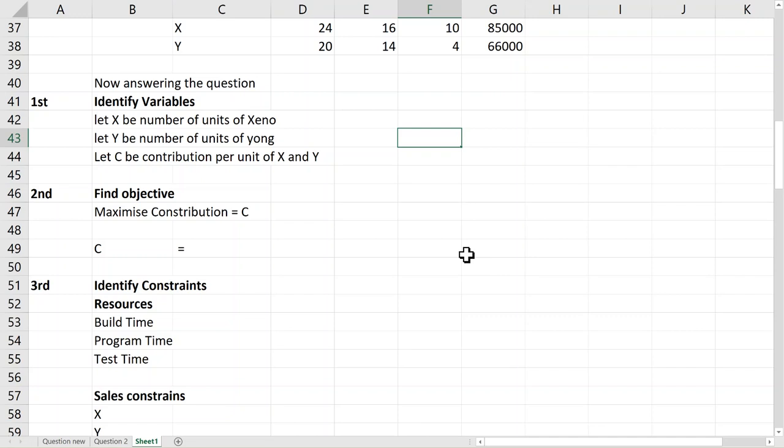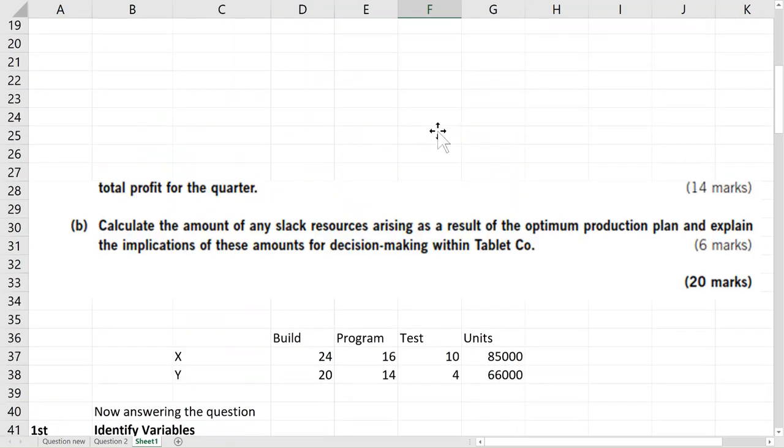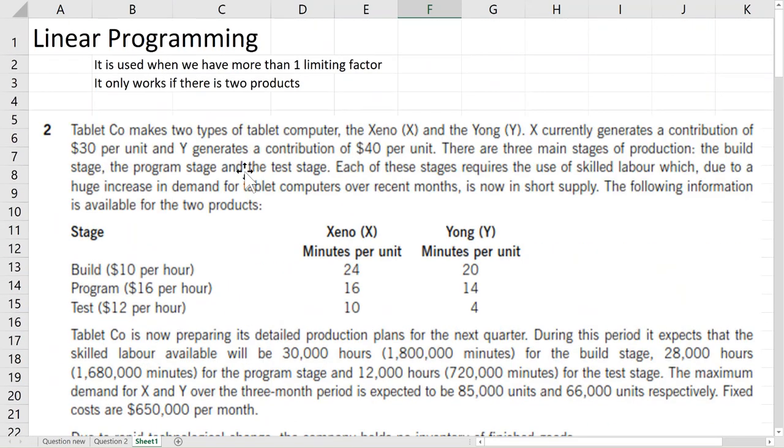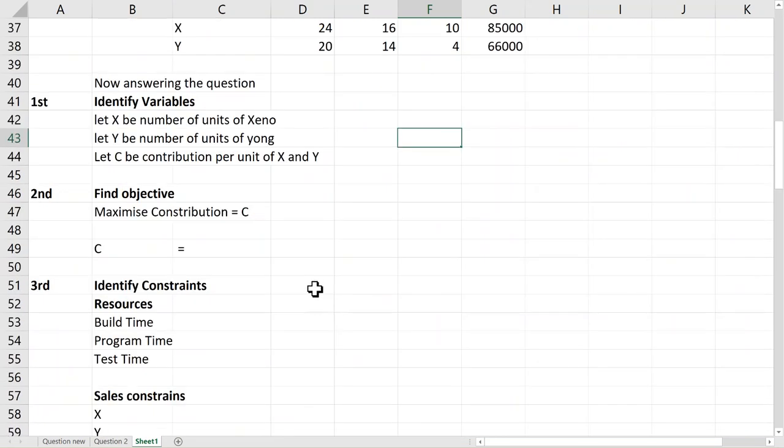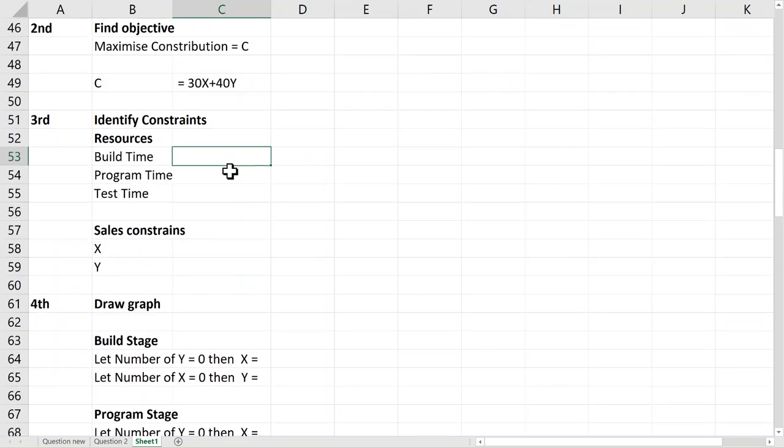Objective, remember, of limiting factor analysis is to maximize contribution. Contribution in this example per unit was 30 for x and 40 for y. So we want to maximize contribution, and contribution equals 30x plus 40y.